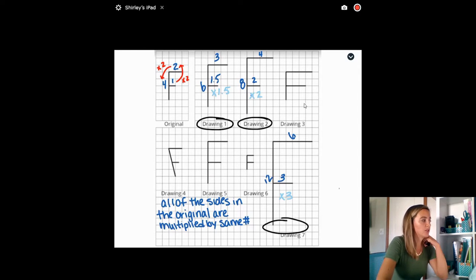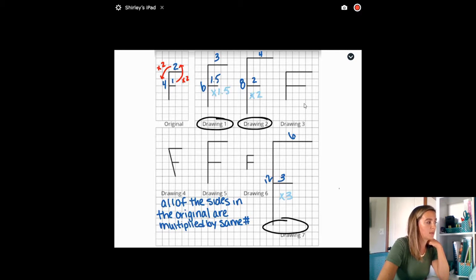All of the lengths in your original get multiplied by the same number to create your scaled copies. Another pattern you can see is what I wrote here in red. So notice my arrows. That top piece got multiplied by 2 to create the tall vertical piece. So if I look at drawing number 1, 3 times 2 gave me 6, so I can see the same pattern there, same as in drawing 2 and drawing 7.